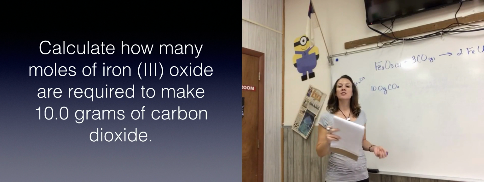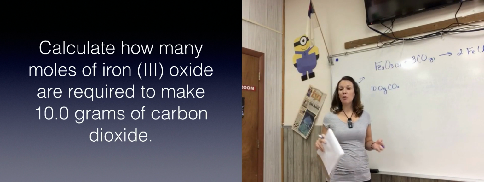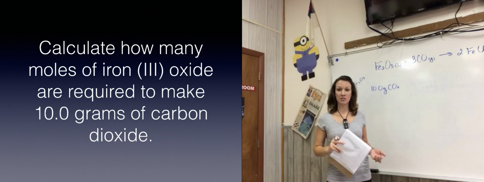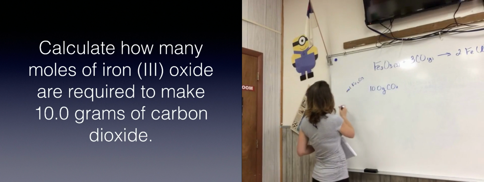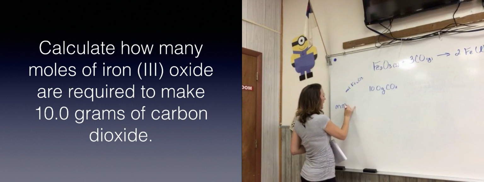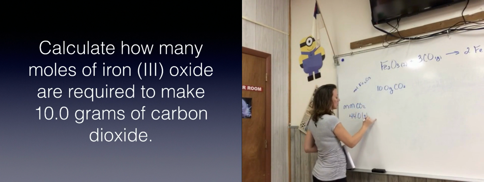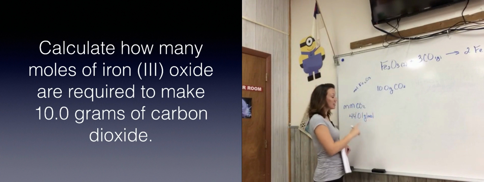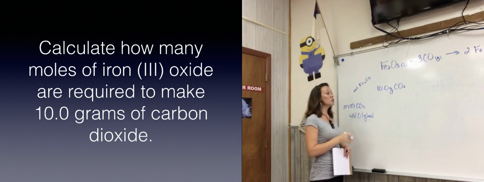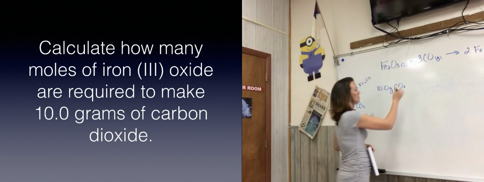Okay? So the very first thing we have to do is figure out what our molar mass is going to be of carbon dioxide. When you go through and figure it out, you're going to find that you have a molar mass of 44.01 grams per mole. Remember, that's for every 1 mole. So we're going to plug that into our T-chart.